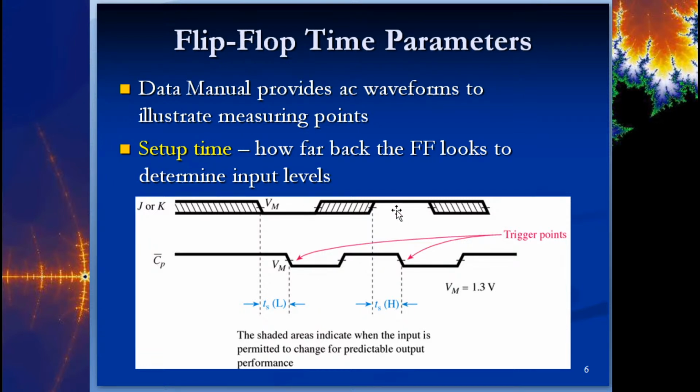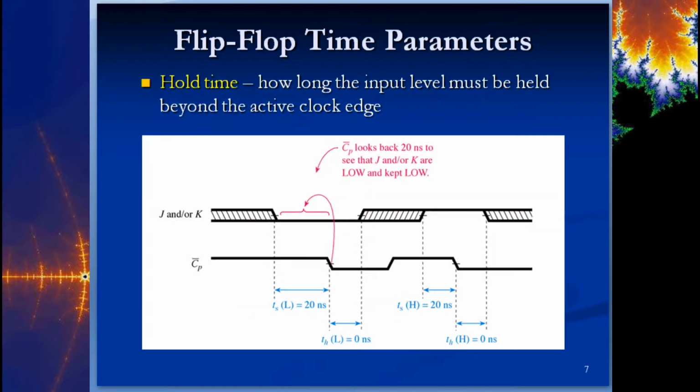And so, in both cases, it looks back to see what the inputs J and K are. Okay? So the setup time is how far back it looks to determine what the input level is. Should I accept it as a high or a low? It has to be stable. And like I said, it's typically a few nanoseconds.